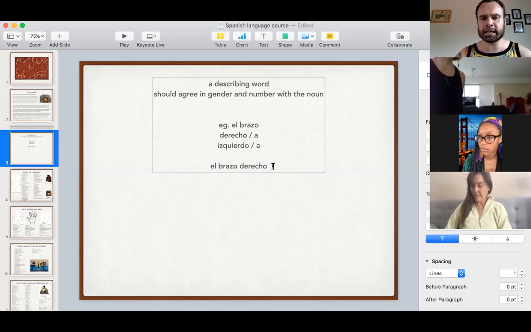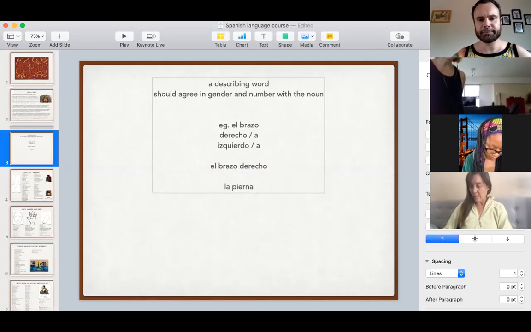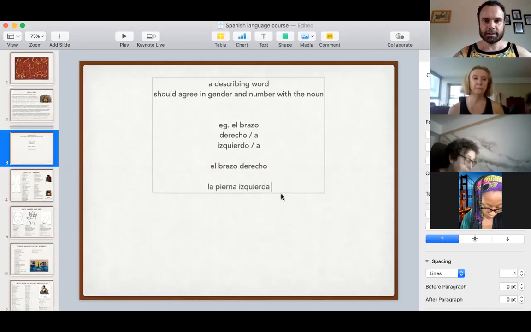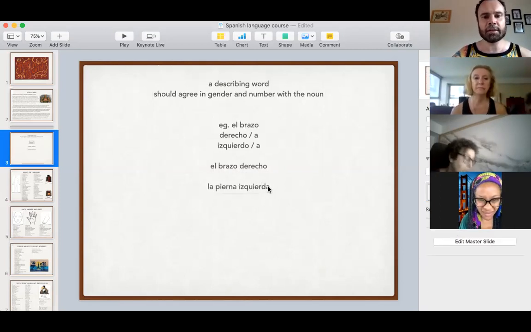Okay, well, let's take the word for leg. What's the word for leg? Pierna. La pierna. Masculine or feminine? Feminine. So let's describe it as your left leg. La pierna izquierda. Good. So it's feminine, so the adjective also needs to be feminine.